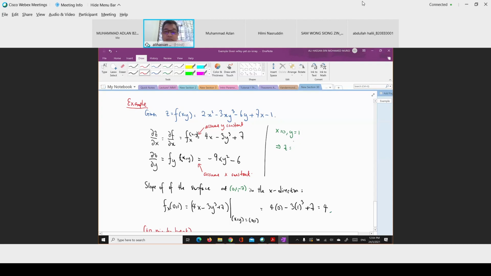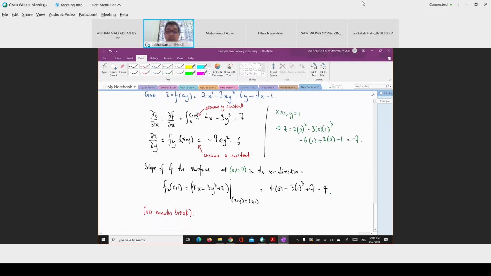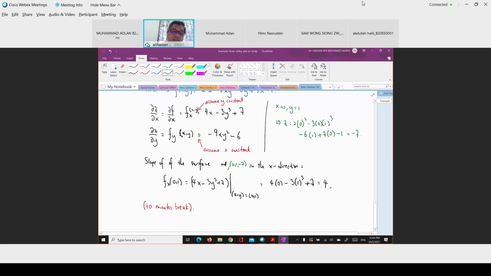Okay, let me do this again. I replace x in the equation by 0, y equal to 1: minus 6 times 1 plus 7 times 0 minus 1. This is equal to minus 7, right? So the point on the surface when x equal to 0, y equal to 1 is the point P here. I can call this a point P on the surface.